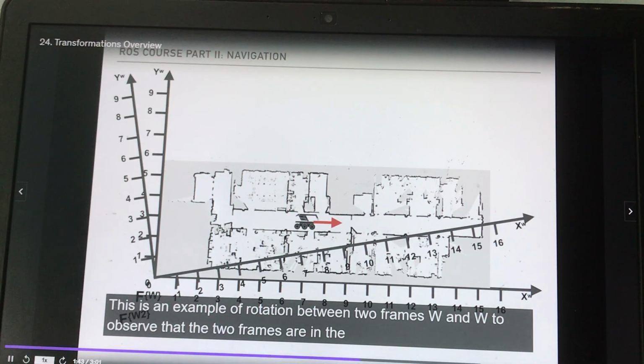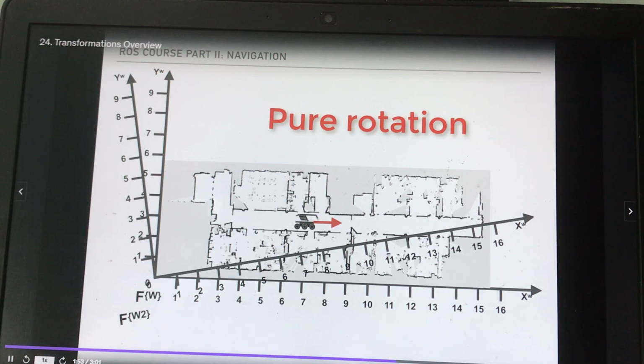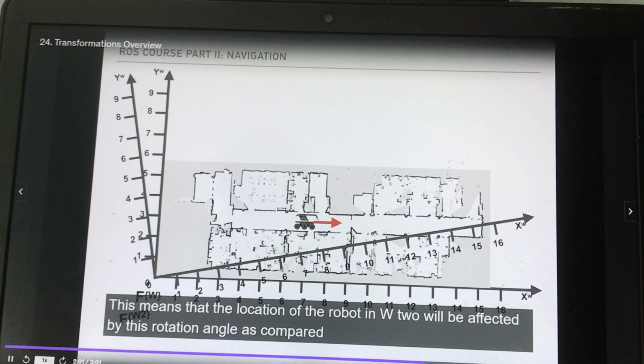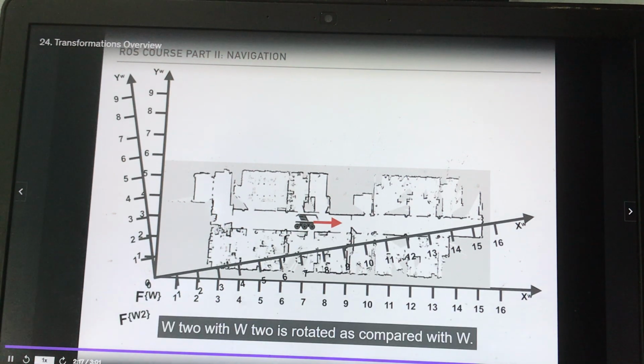This is an example of a rotation between two frames W and W2. Observe that the two frames have the same origin. This means this is a pure rotation. There is no translation involved. The two frames are rotated by an angle theta. This means that the location of the robot in W2 will be affected by this rotation angle as compared to its location in W. The question is, what is the relation between the pose of the robot in W and the pose of the robot in W2 when W2 is rotated as compared with W?